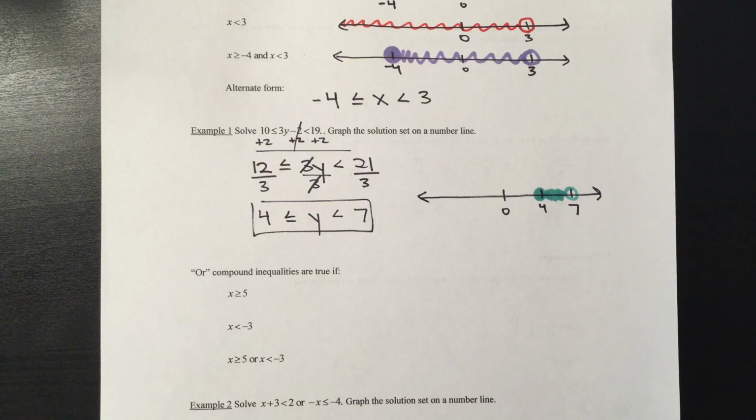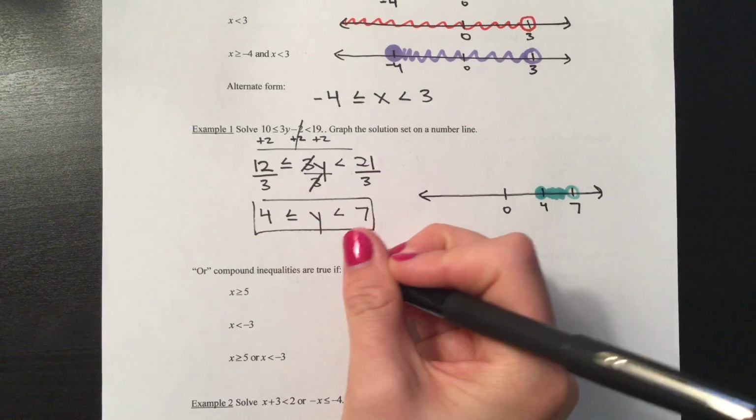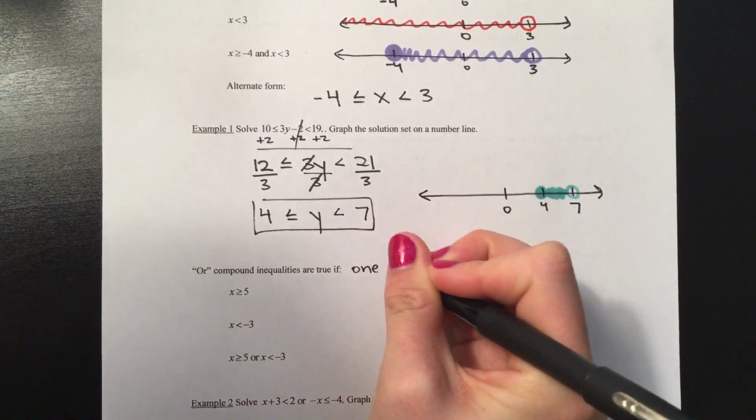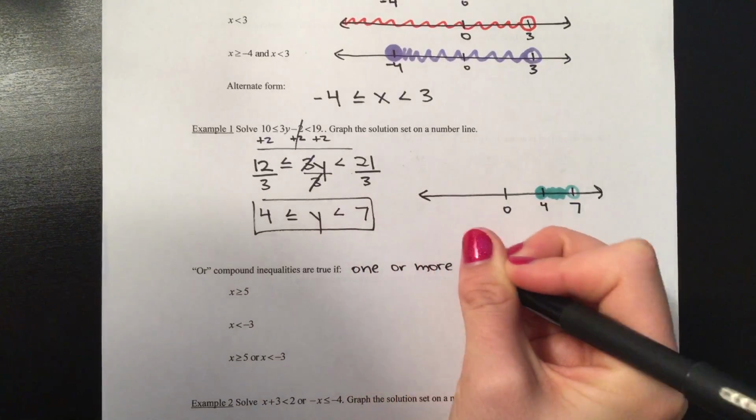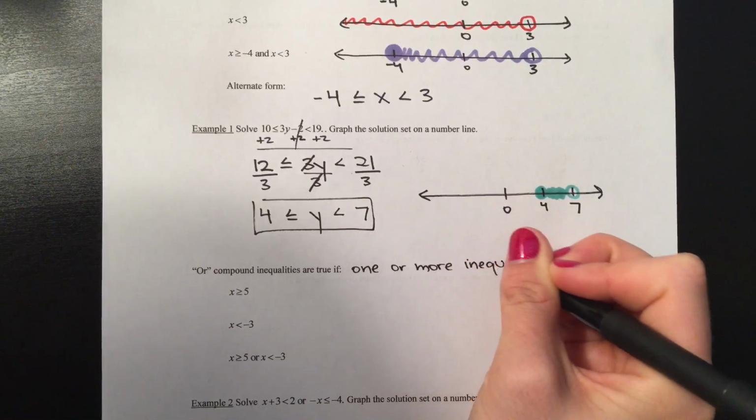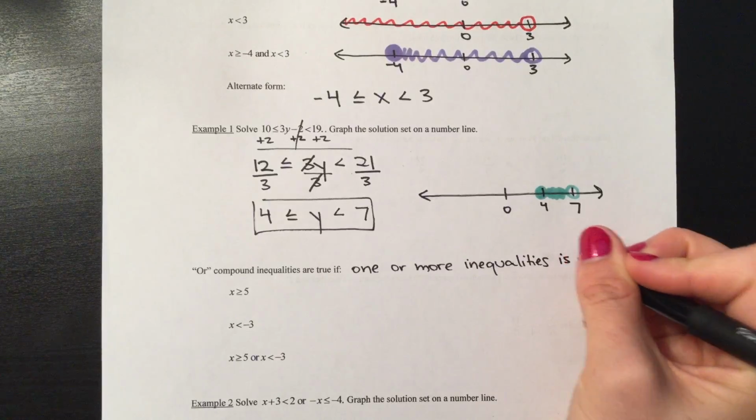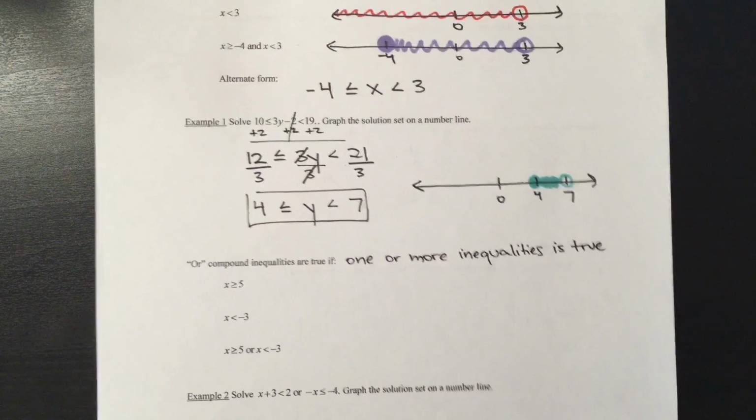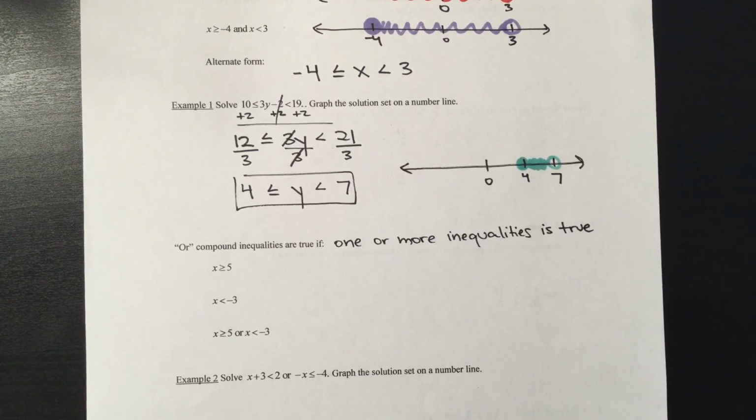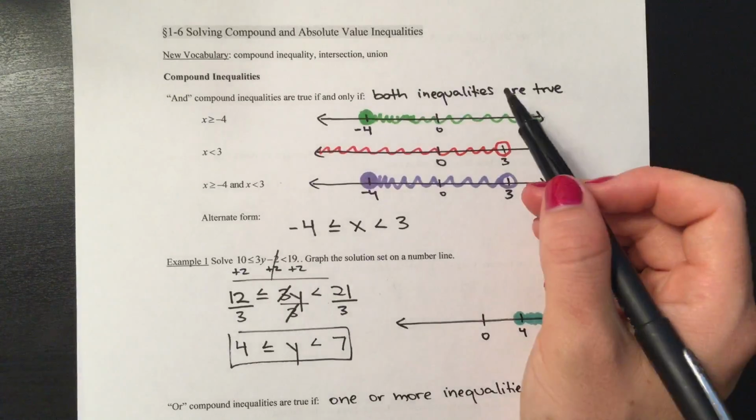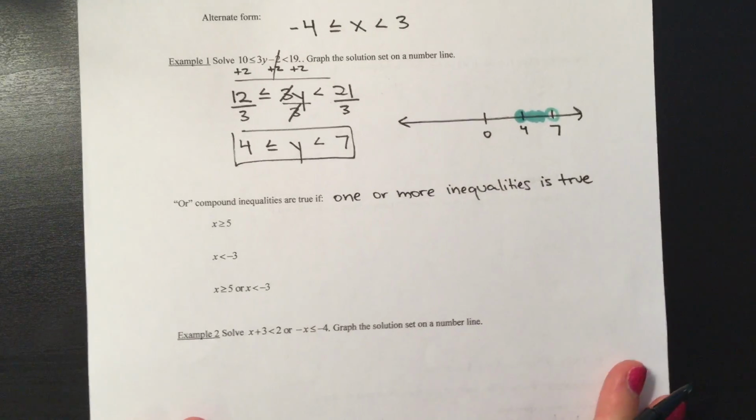Let's look at what it means to be an or inequality. So an or inequality is true if one or more inequalities is true. So either or. This one or that one or both. Maybe there's overlap, but literally one or the other. Okay, so it's true if one or more inequalities is true. Okay, so if one of them is true, then the or would be shaded. So let's do the same sort of setup that we did up here, where I start to overlap them and show you exactly what this means.